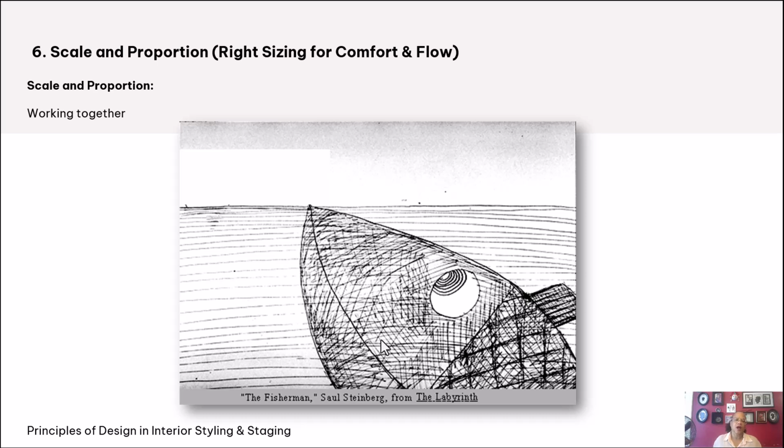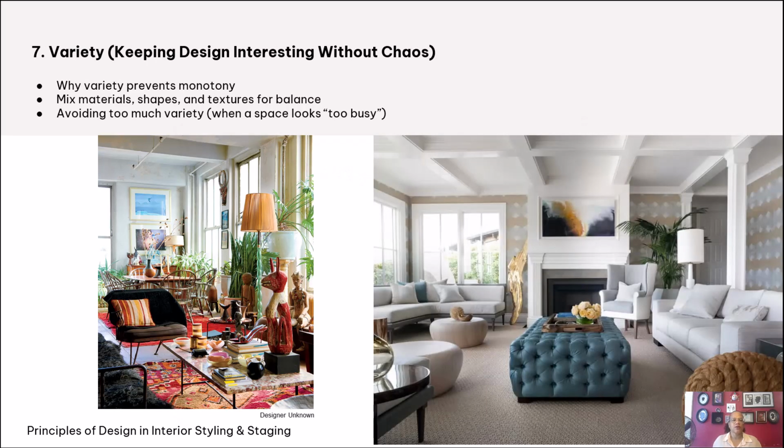So this is our guy, right? So again, scale and proportion working together. When I look at this, I say, oh, a close-up of a fish in the ocean. But now when the guy is there, I'm like, that's a really big fish. So those two things, scale and proportion, have to work together.